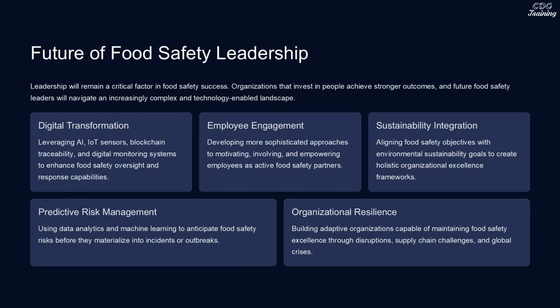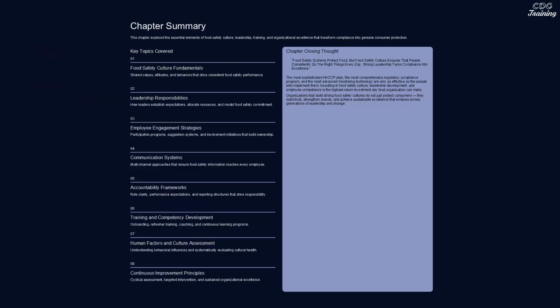The future of food safety leadership lies in embracing digital transformation, enhancing employee engagement, integrating sustainability, predicting risks, and building organizational resilience. These elements will guide organizations through complex challenges. This chapter covered essential elements of food safety, leadership, and continuous improvement. By understanding these key topics, organizations can enhance their food safety practices and ensure consumer protection.